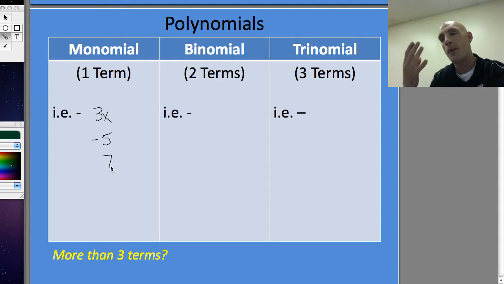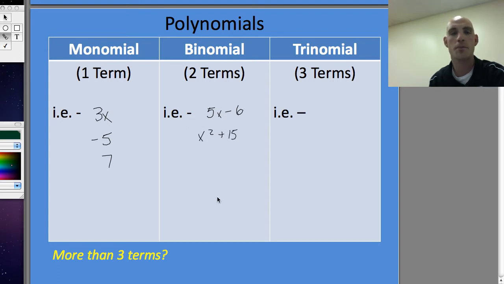Binomials, like bicycles have 2 wheels, have 2 terms. So for example, 5x minus 6 would be a binomial. x squared plus 15 would be a binomial. -7 plus 4s is a binomial. 2 terms that can't be combined.